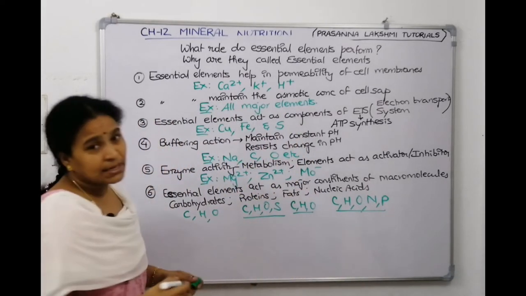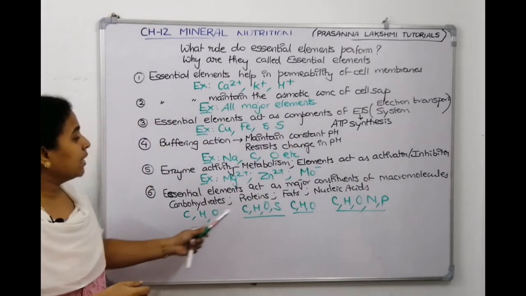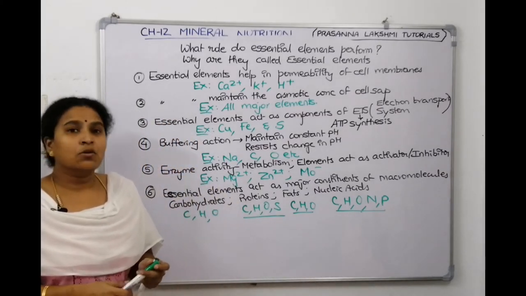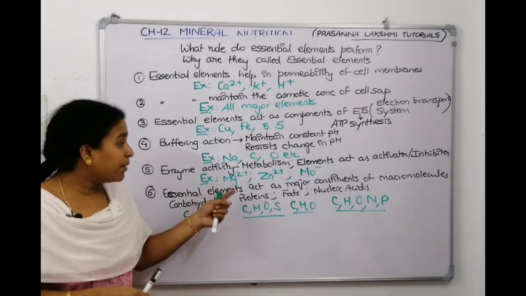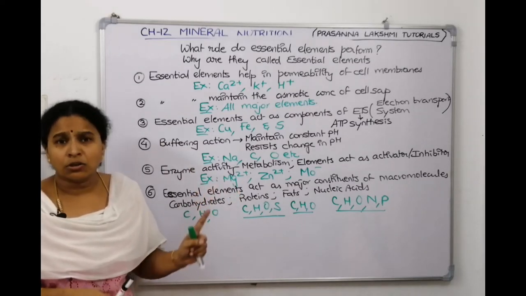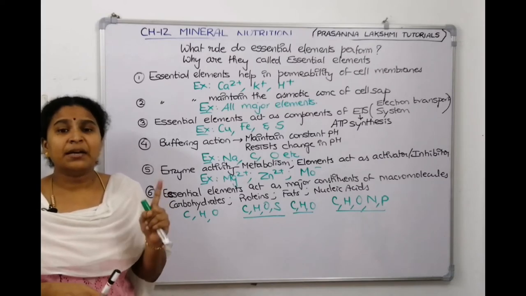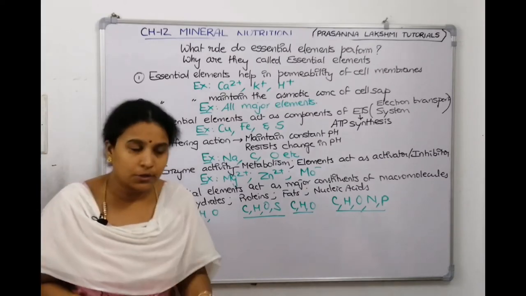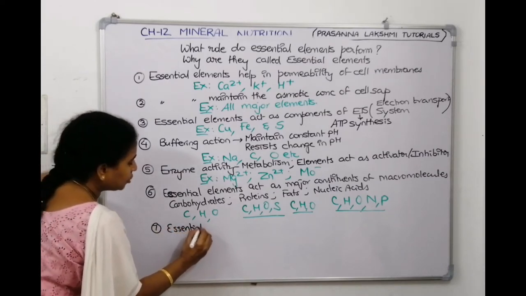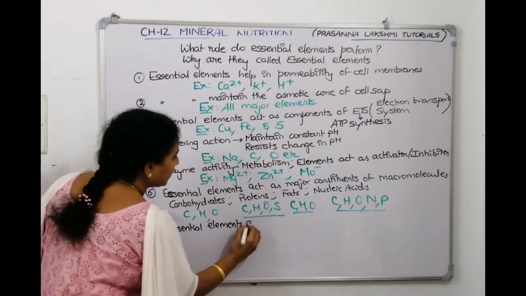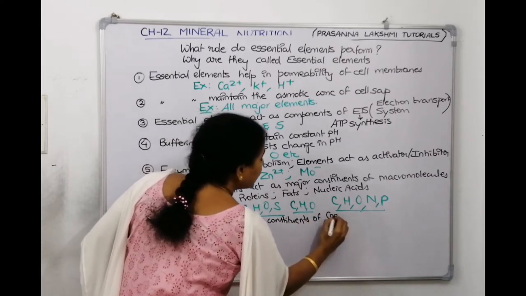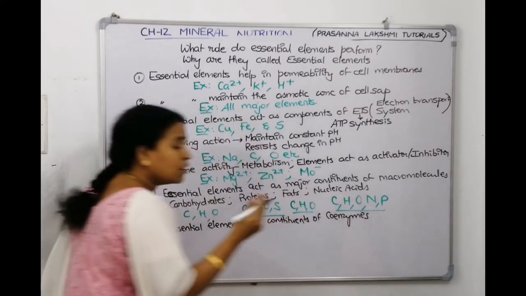So see, all these are essential elements, right? C, H, O are essential elements. S is also an essential element. N and P are also essential elements, right, children? So what NCERT says is correct. They are the major constituents of macromolecules like carbohydrates, proteins, fats and nucleic acids. Not only this, NCERT says that essential elements act as major constituents of coenzymes also. So the last point NCERT says is: essential elements are constituents of coenzymes.